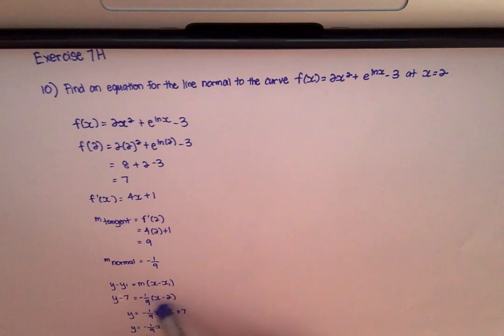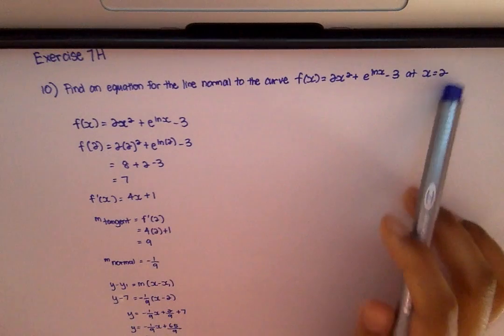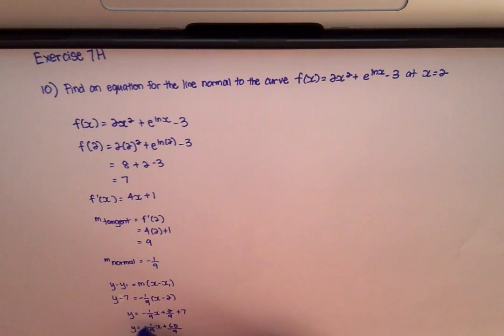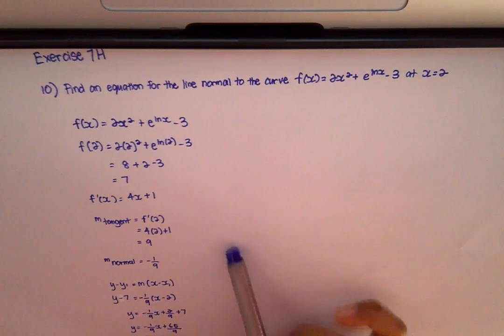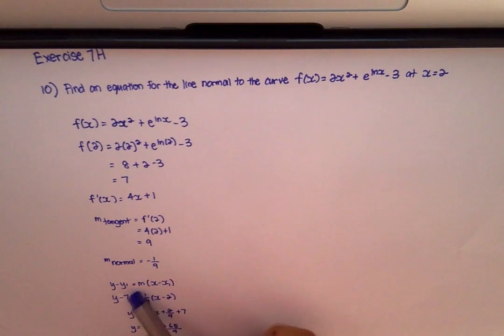And then bracket x minus 2, where 2 we got from x equals 2, which is from the equation of the question. And then y equals negative 1 over 9 x plus 2 over 9, which we get from negative 2 multiplying with negative 1 over 9, plus 7, which we got from the negative 7 being carried over to the other side. So that can be simplified to finally getting the equation y equals negative 1 over 9 x plus 65 over 9. And that is your final answer.